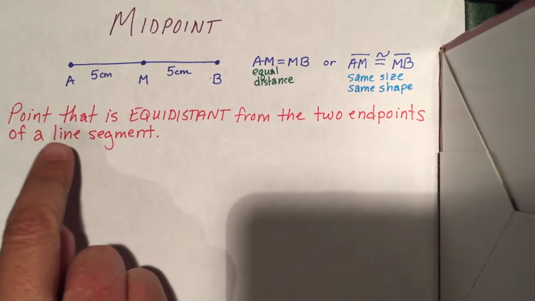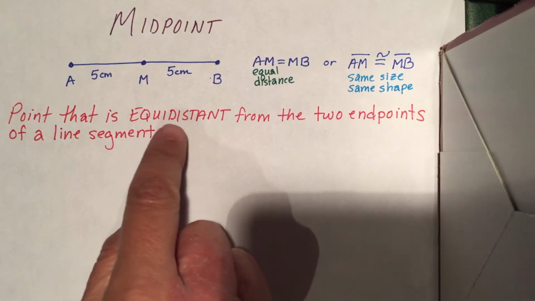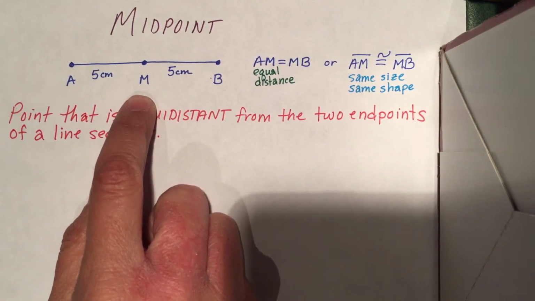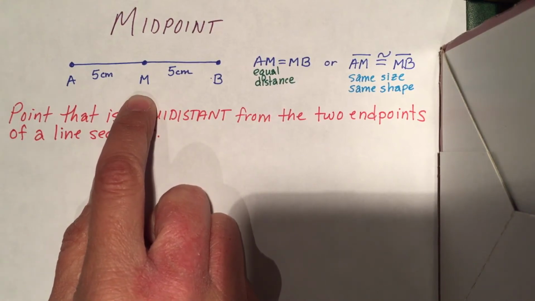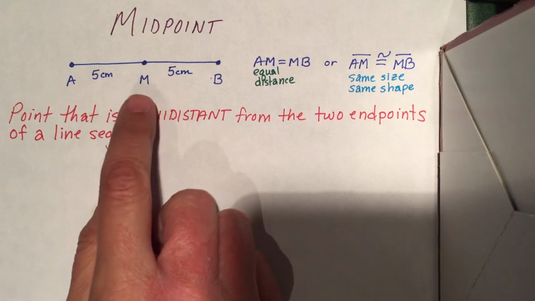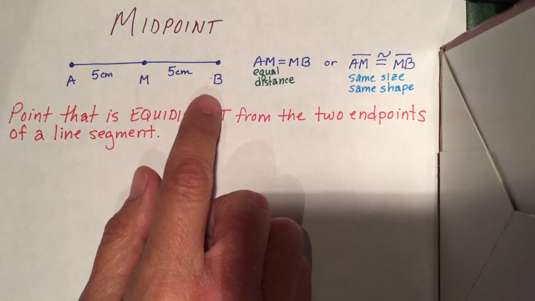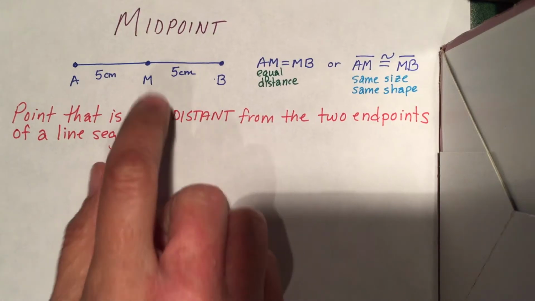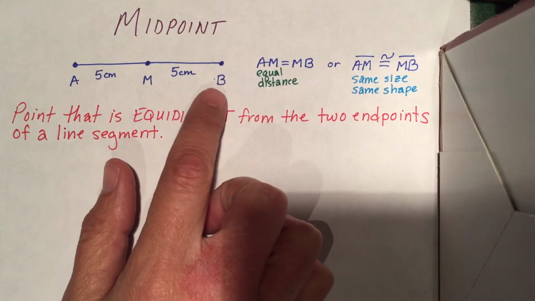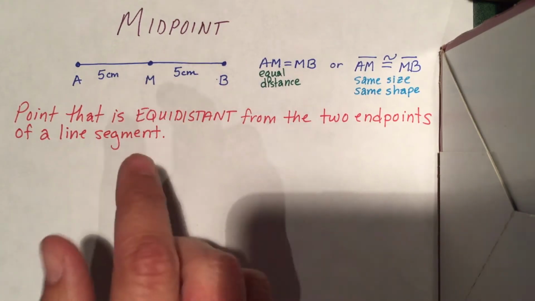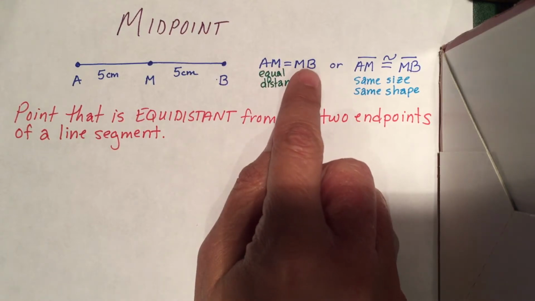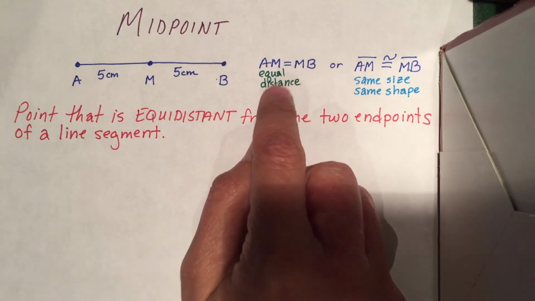The proper definition is that it is equidistant, which means the same distance from the two endpoints on a line segment. So up in this picture, if M is my midpoint, that means it's the same distance from A, this endpoint, as it is from B, that endpoint. So M is 5 centimeters from B and M is 5 centimeters from A. Now the way we write that is that the distance from A to M is equal to the distance from M to B. So those are equal distances.